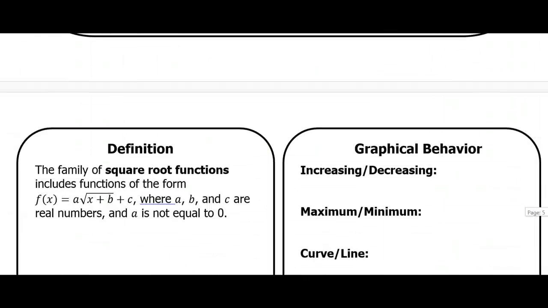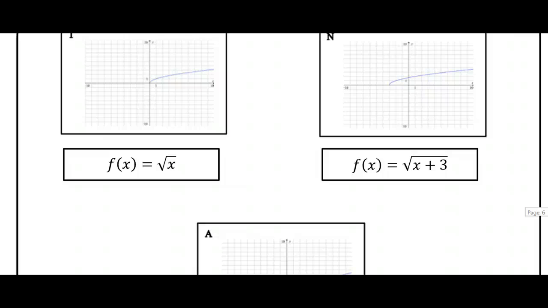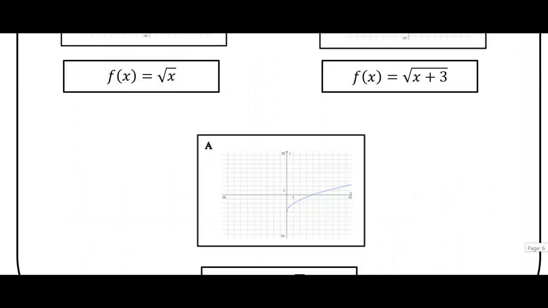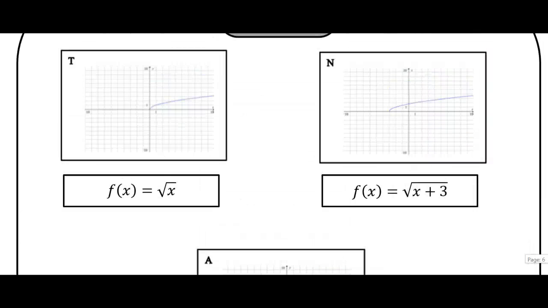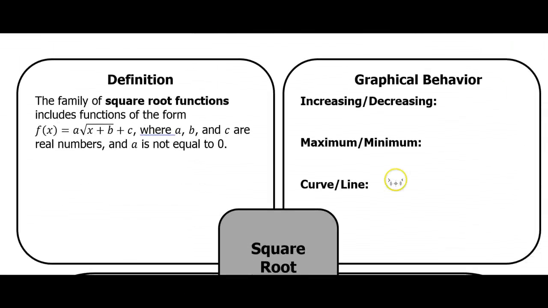Finally, our last function family would be the square root functions. These three functions, you should have had graph t for f of x equals square root of x, graph n for f of x equals square root of x plus 3, and finally, graph a goes with f of x equals 2 times the square root of x minus 4. You'll notice that these graphs are each curves. So square root functions are curves.